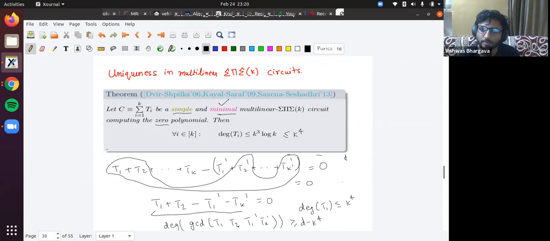What this essentially means is if you have two representations, then if you look at T1 in one representation, there exists another multiplication gate in the other representation which has huge GCD with it. So if you learn one gate, you will almost learn another gate, barring only constantly many linear forms. So this is the quote unquote uniqueness that we get from this.